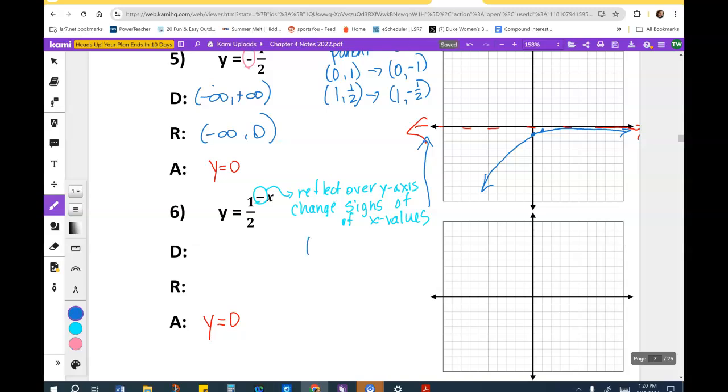Okay, if my parent function is 0, 1, and 1 in my base, which is 1/2, then for the reflection, I'm changing the signs of my x values. Well, the opposite of 0 is still 0. And then I'm going to have a negative 1 and 1/2. So this is going to be 0, 1, and negative 1, 1/2. And my asymptote is y equals 0.